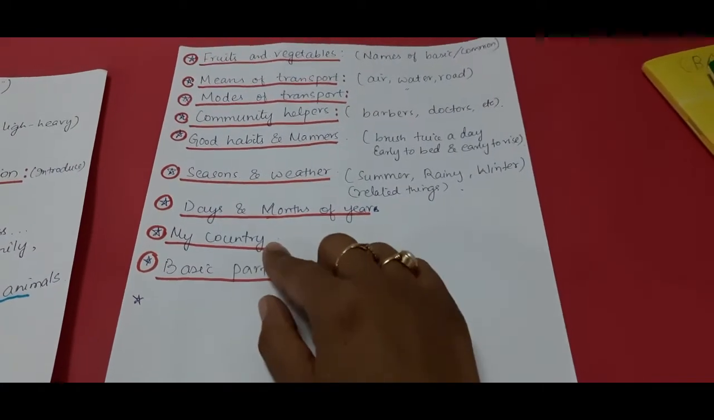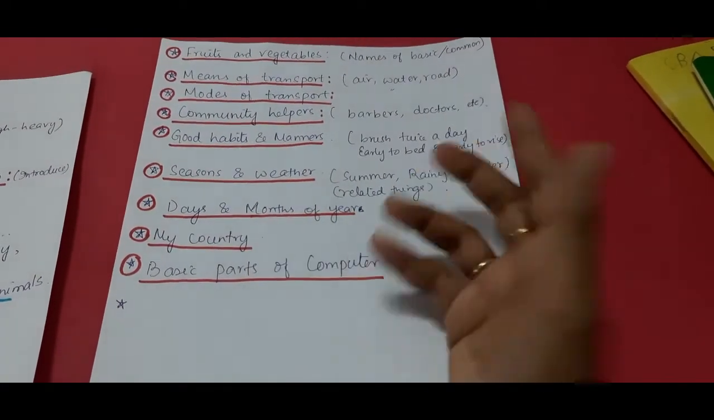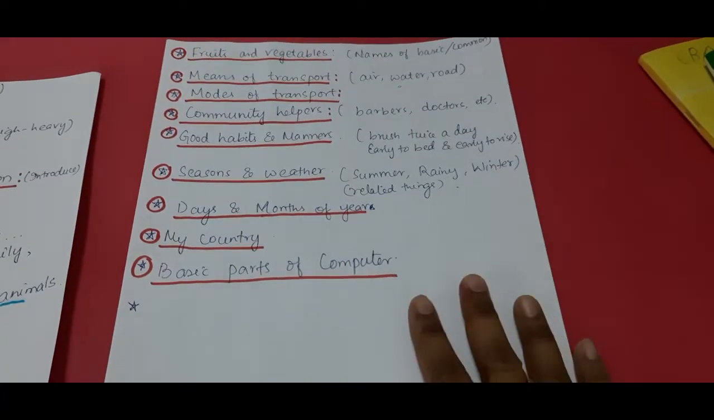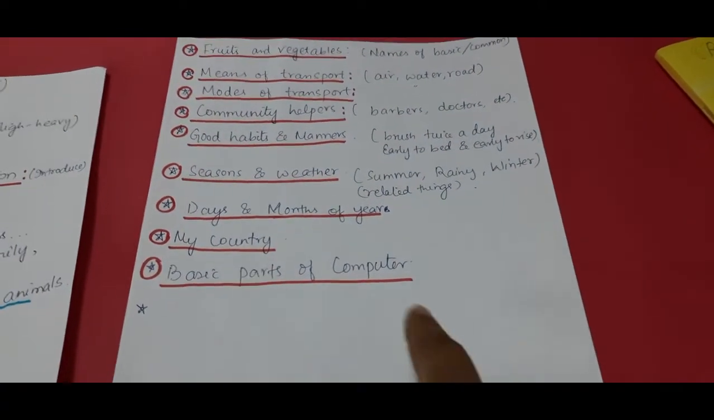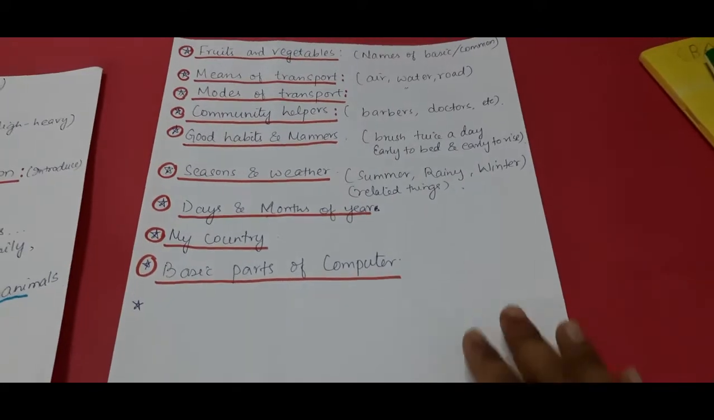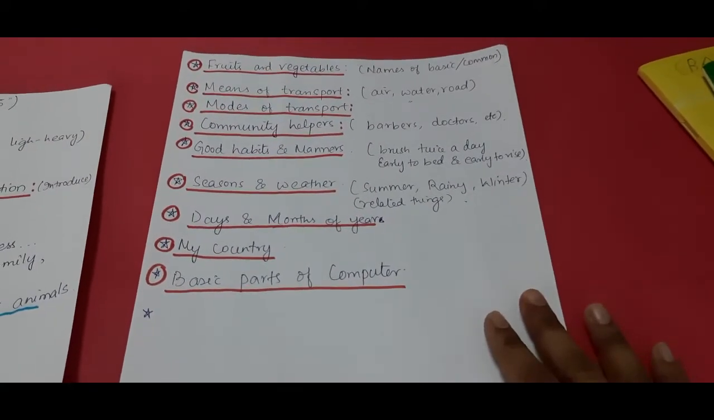Next is my country. What is the national animal, national bird? What is the name of our country? These things I've just taught her. And last is basic parts of the computer, like which is a screen, which is a keyboard, and a few other parts.